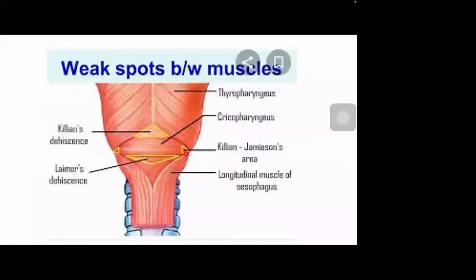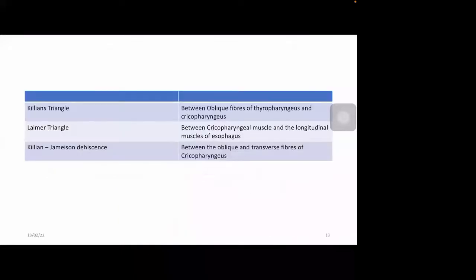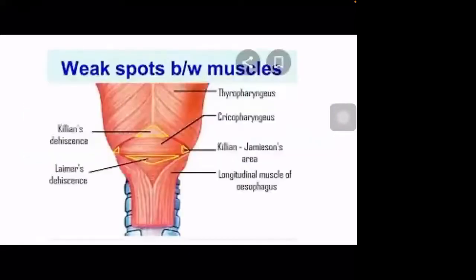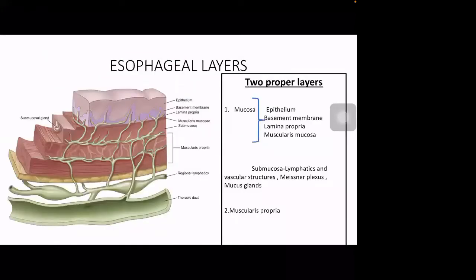And here within the cricopharyngeus, as you go laterally, between the oblique and transverse fibers of cricopharyngeus, on the lateral aspect, there is a Killian-Jamieson area, which is a small area through which also sometimes the diverticulum comes, and it is called Killian-Jamieson's area. So just remember this Killian's triangle, which is being stressed and which is the cause for Zenker's diverticulum, which is one of the most common diverticula present in the esophagus. So let's go to the esophageal layers.